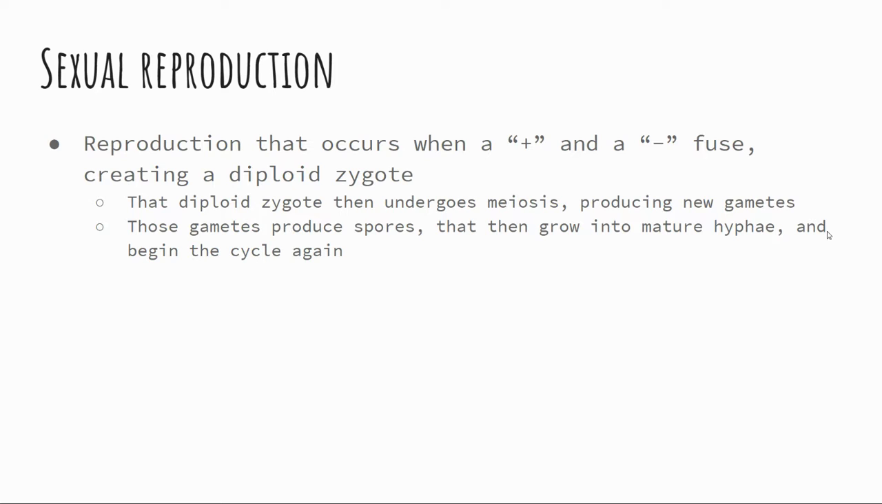So sexual reproduction occurs when a positive, or a plus, and a minus fuse, creating a diploid zygote. And that diploid zygote then undergoes meiosis, which is the production of gametes. Those gametes are going to produce spores, which will then grow into mature hyphae and begin the life cycle all over again.